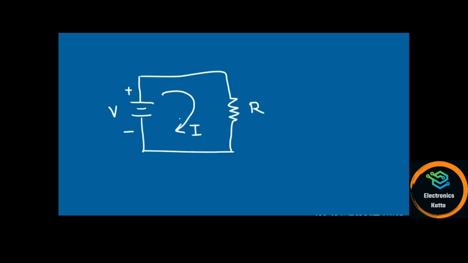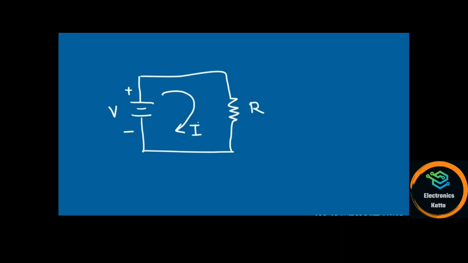Today we will see Ohm's law in the electrical circuit. Ohm's law is a very simple algebraic relationship between the voltage, current and the resistor in the circuit. Let's say we have one voltage source which is connected to one resistor R. Because of that, the current will flow through this resistor R.